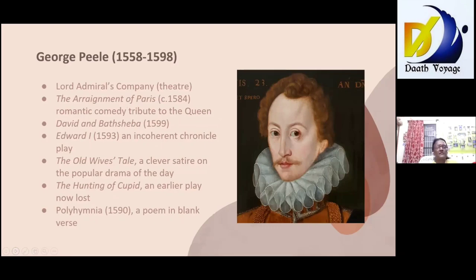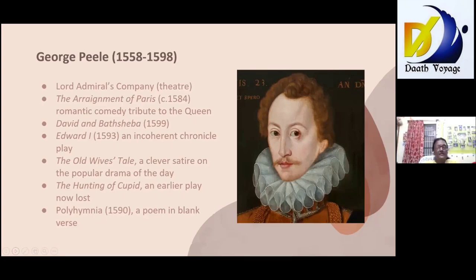The second one is David and Bathsheba, written in 1599. Third one is Edward I, 1593. And it is called an incoherent chronicle play. It is not a successful one. The Old Wives' Tale. It is actually a clever satire on popular drama of the day. There is the next play, which is called an earlier play, which is now lost. It is not at all known now. The Hunting of Cupid. So many of us do not know, and this play is not much known.